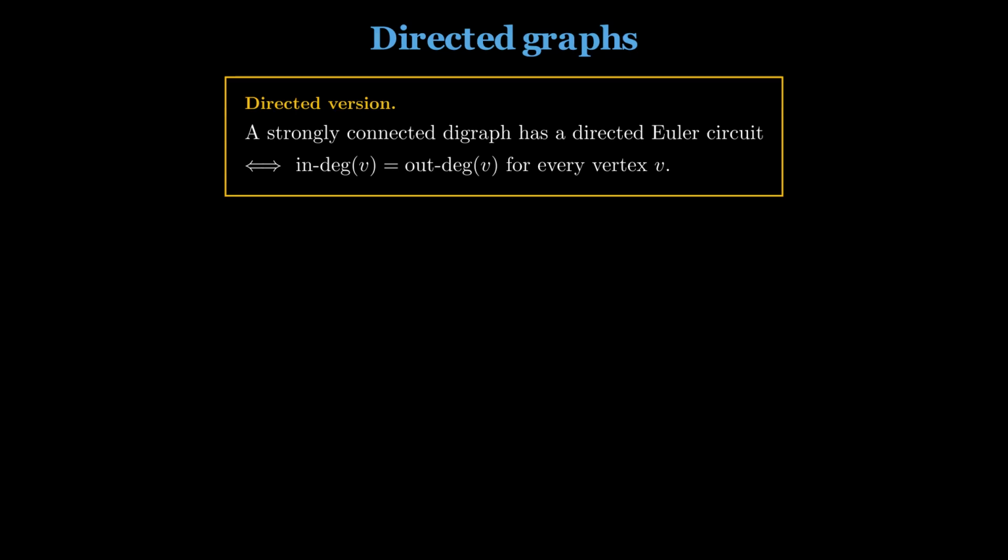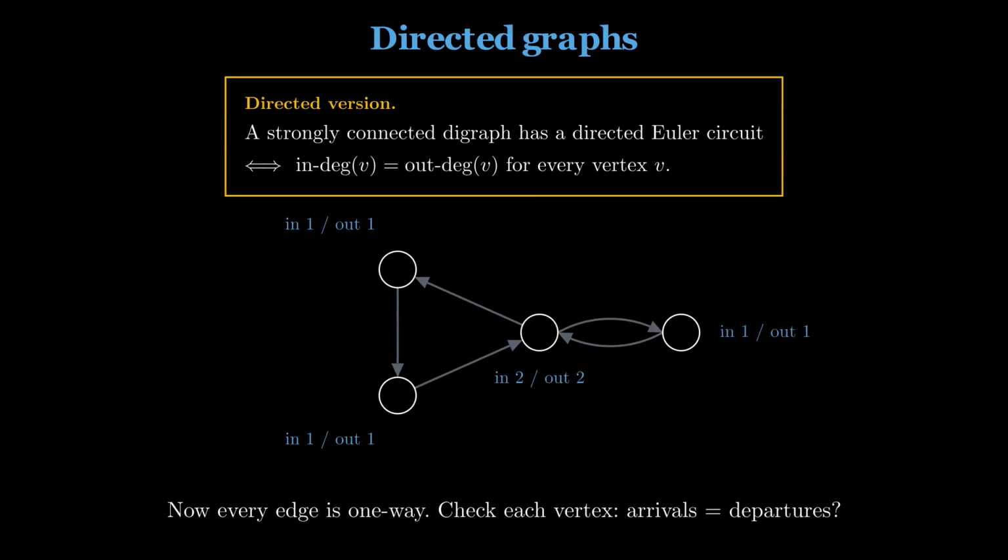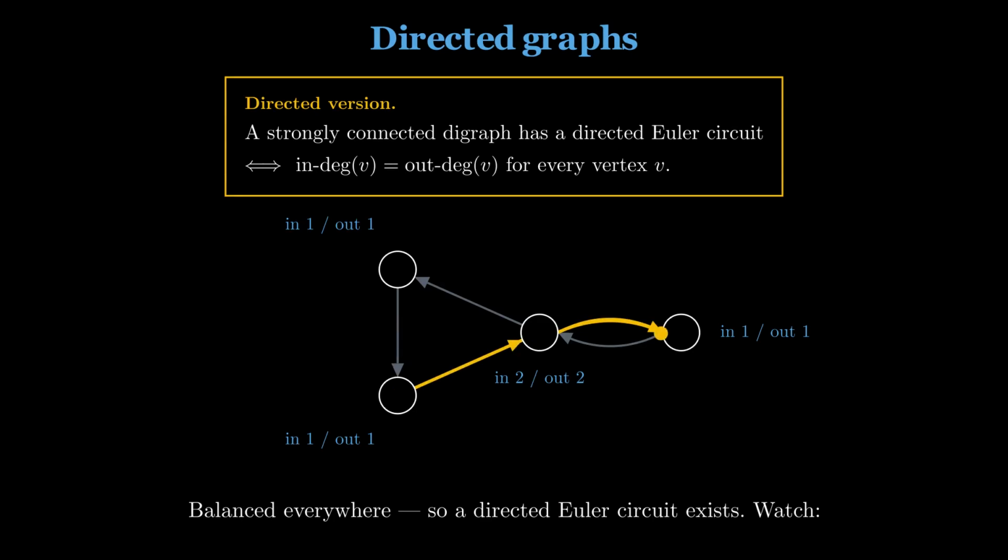One last variant, directed graphs. A strongly connected digraph has a directed Euler circuit exactly when, at every vertex, the in degree equals the out degree. Every edge is now one way. Check each vertex. Do arrivals match departures? Balanced everywhere, so a directed Euler circuit exists. There it goes. It is the same pairing idea, just oriented. Every arrival needs its own departure.